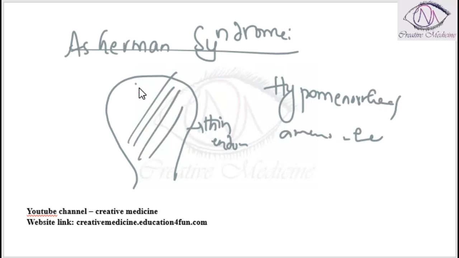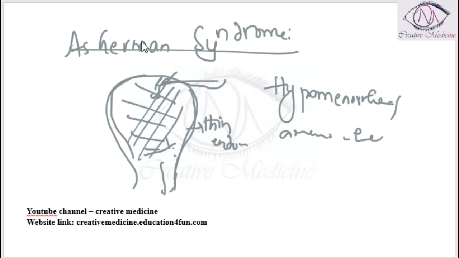In Asherman syndrome, due to the adhesions, the bleeding cannot come out, and because there is thin endometrium also. First of all, in Asherman syndrome, there is thin endometrium and there are intrauterine adhesions. So, as a result, hypomenorrhea and amenorrhea are seen. The most common single problem in Asherman syndrome is infertility.